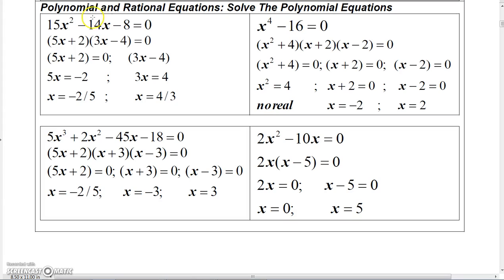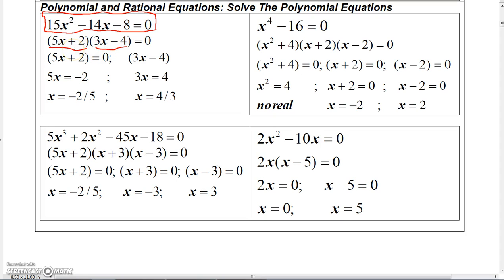One of the tools that we can use factoring for is to actually solve equations, more particularly, polynomial equations. So let's say we wanted to find out when this polynomial 15x squared minus 14x minus 8 is 0. Well, if you haven't seen my video on factoring, take a look at it. But I showed you that this actually factors into 5x plus 2 times 3x minus 4.